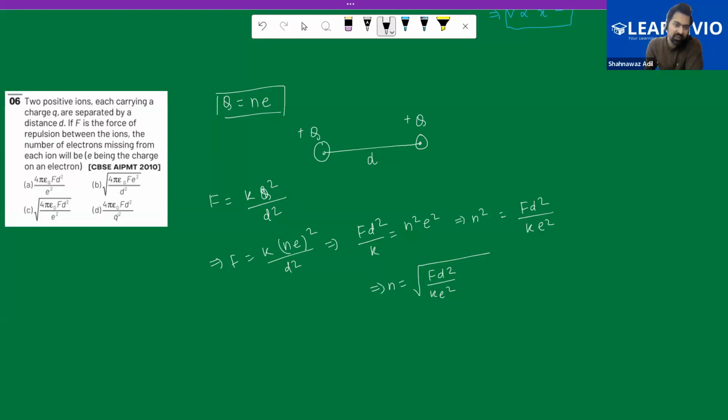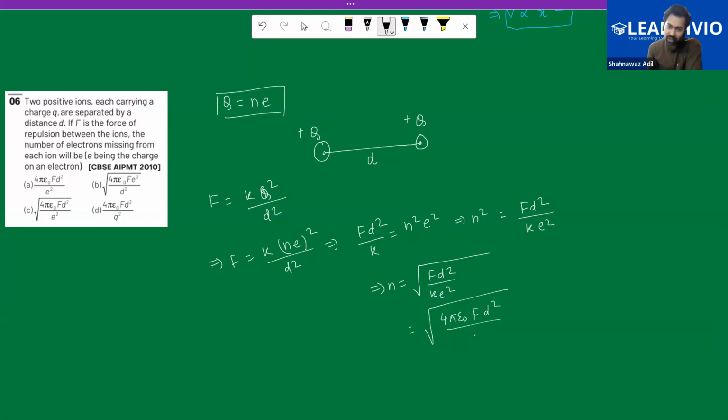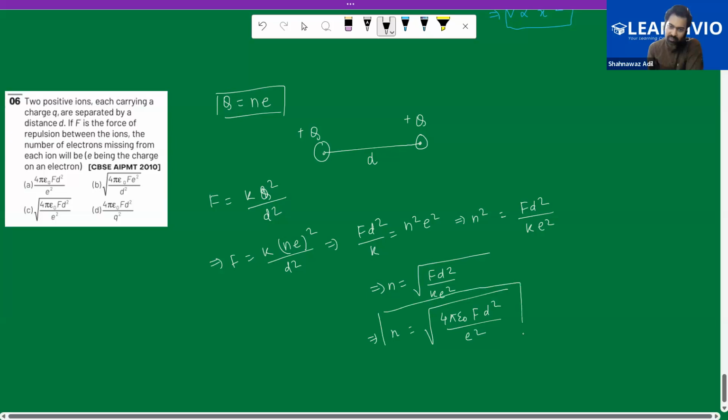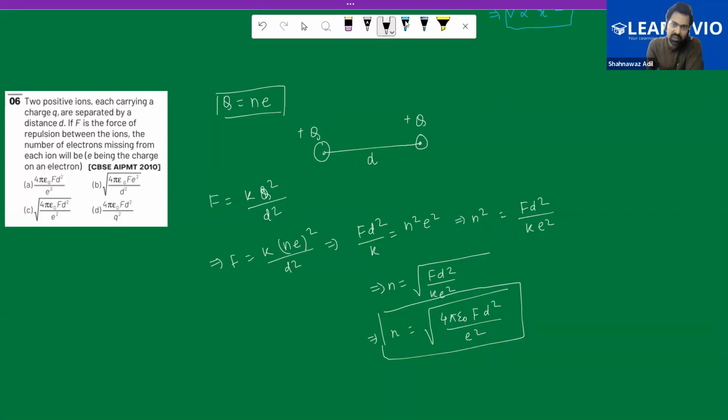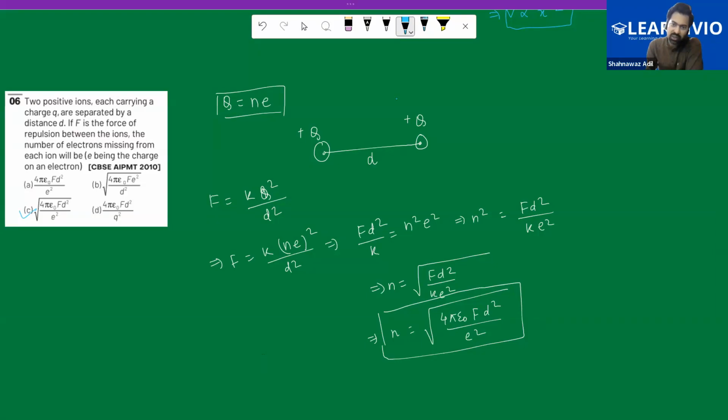But they have written it in 4 pi epsilon naught, so we write this k as 1 by 4 pi epsilon naught. So this becomes root of 4 pi epsilon naught F d square by e square. So that is the answer, right? This was the simple question, right? What is the correct option? So this one is the third. Right. Okay. So if it is clear, then quickly note this one down, and then we will see.